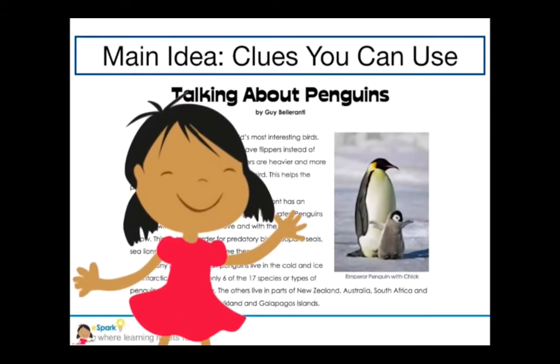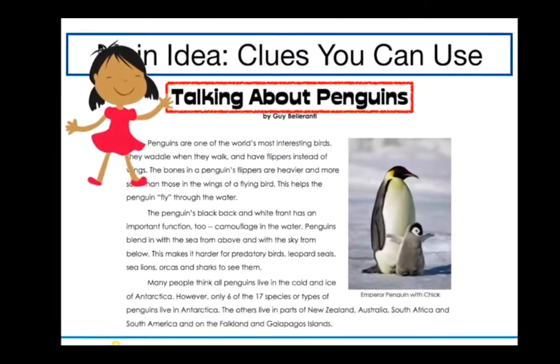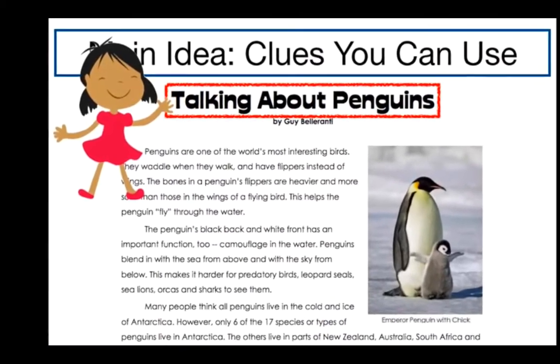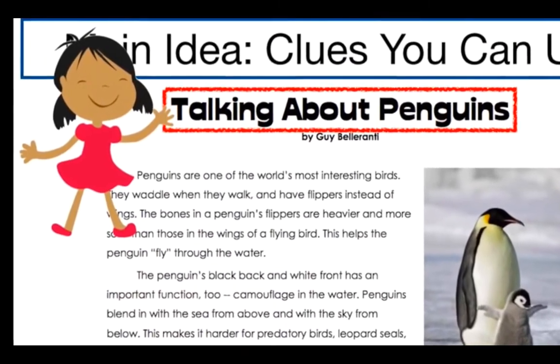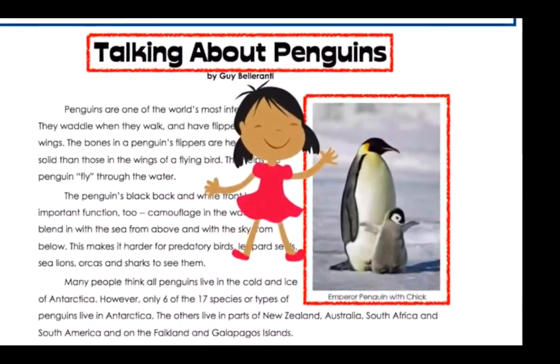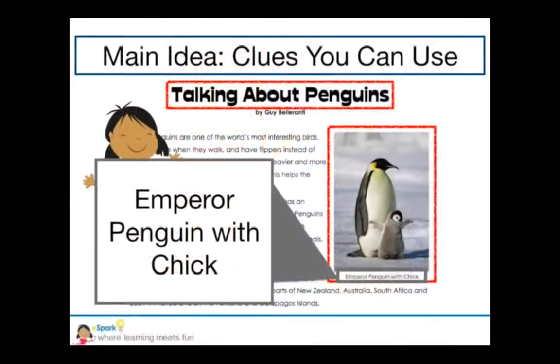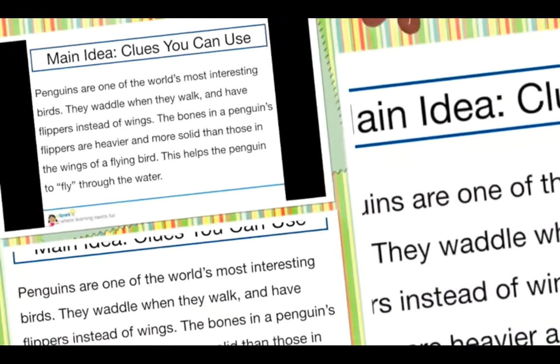My mom knows that I love penguins, so she gave me this article that she found. I wonder if I can find the main idea of an article just like I did with my books. Just like when I look at the cover of a book first, I am going to read the title first. The title of an article will be a very good clue about the main idea. This title says Talking About Penguins. I also noticed the picture is a penguin and a chick. The caption says Emperor Penguin with Chick. This is a long article, so I am just going to read the first paragraph.